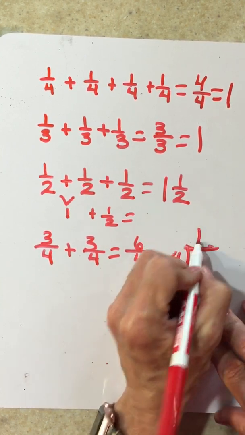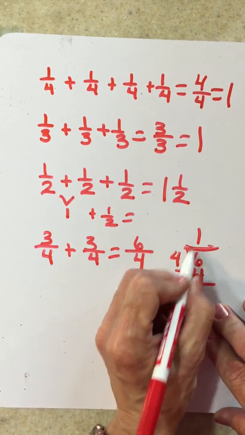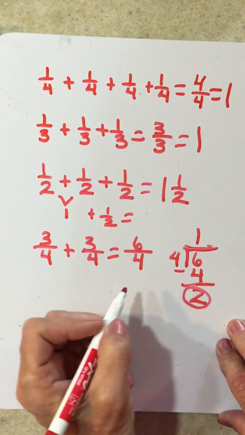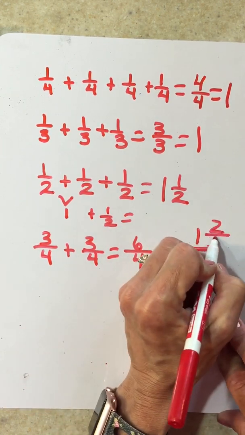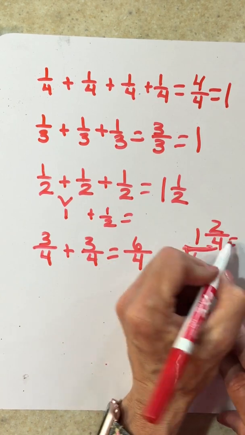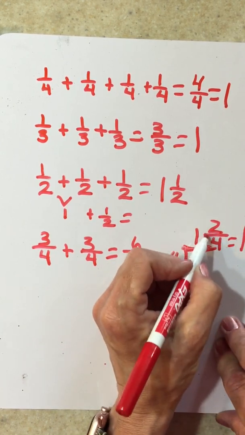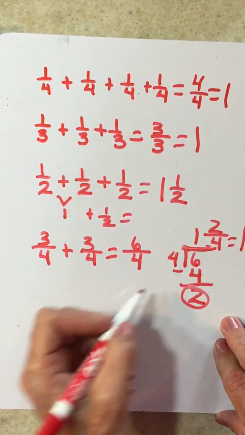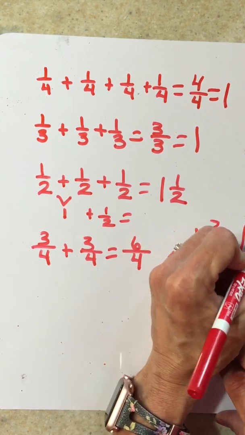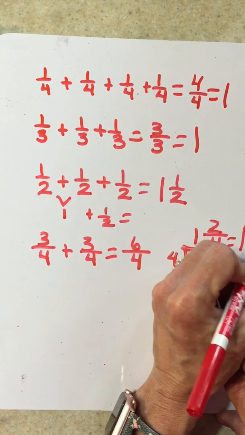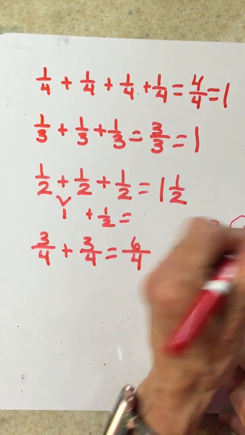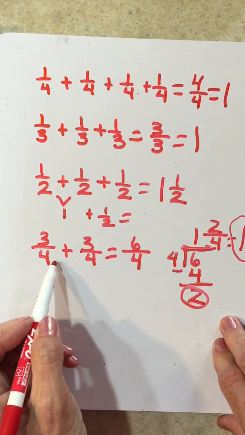4 goes into 6 one time. Subtract, you get 2. That is your remainder. So it's 2 over 4. So it's 1 2/4, which is also the same as 1 1/2, because 2 is half of 4. Or if you divide by 2 on top and 2 on the bottom, 2 divided by 2 is 1, 4 divided by 2 is 2. So this is equal to 1 1/2, the 3/4.